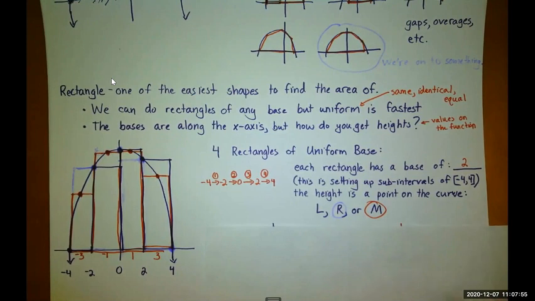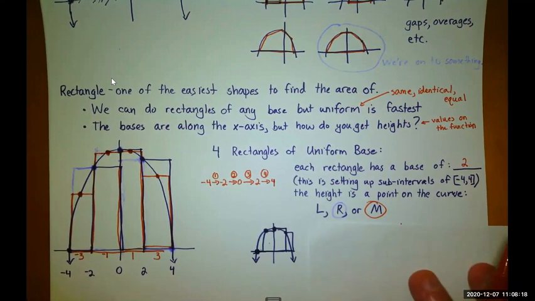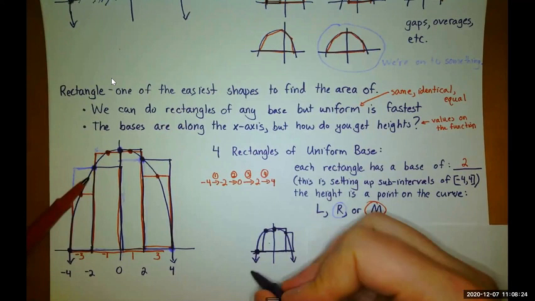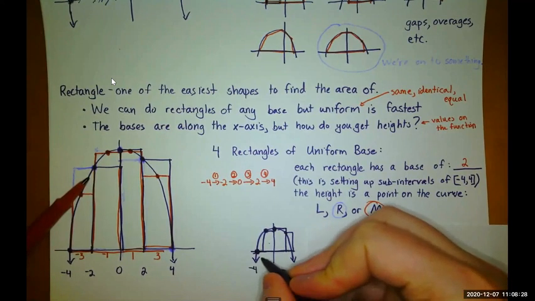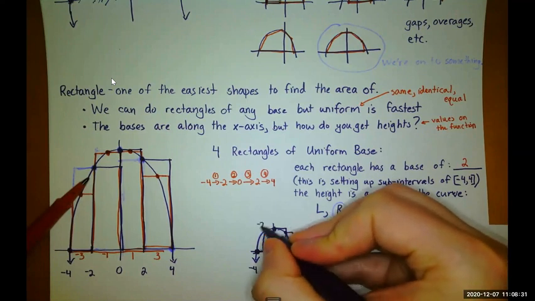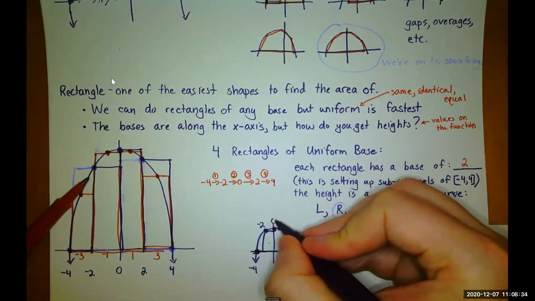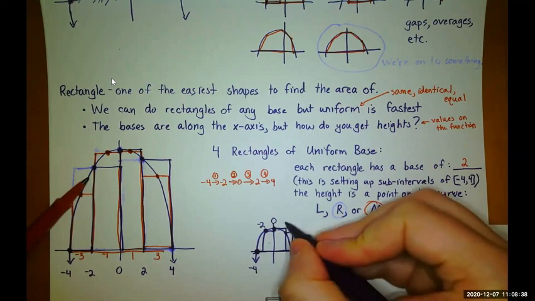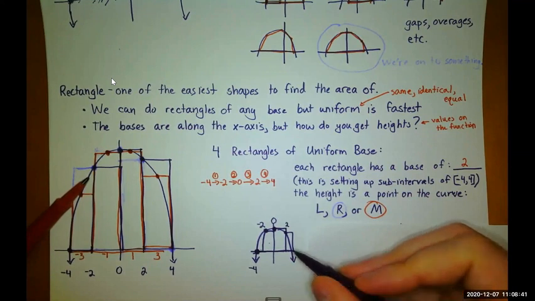We can choose to use the x value at the left side for our four rectangles, or the right side for our four rectangles, or we choose the midpoint between the left side and the right side. So what do I mean by that? If we're doing left-sided rectangles, our rectangle heights are going to happen at -4, negative 2, 0, x equals 2, and then that's our four rectangles, right?